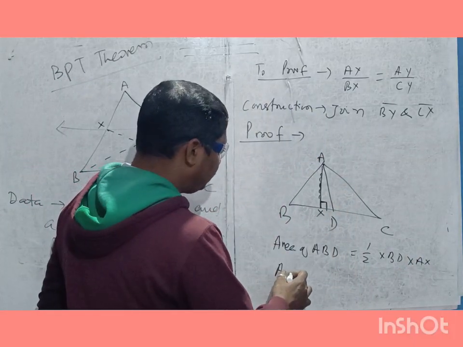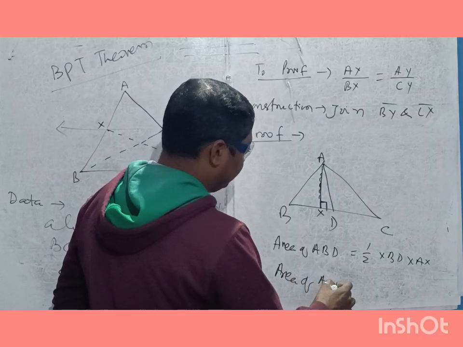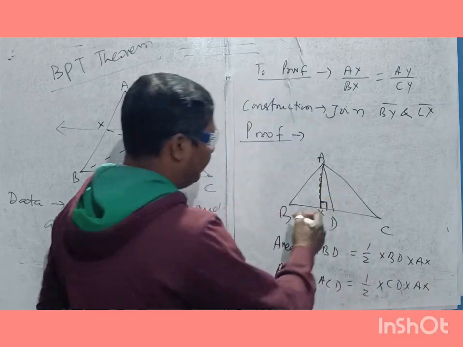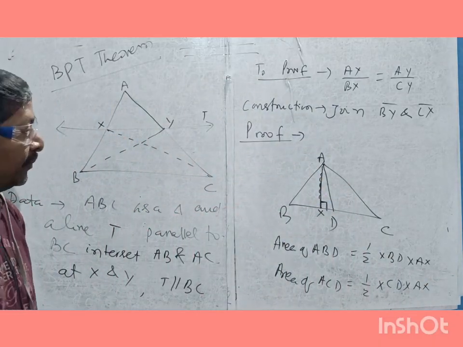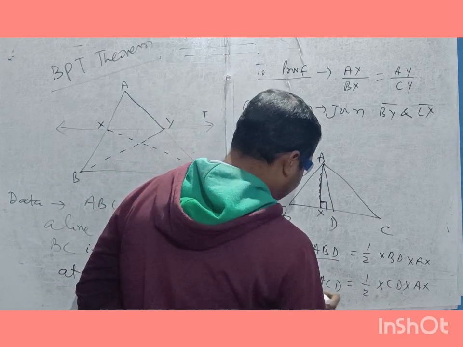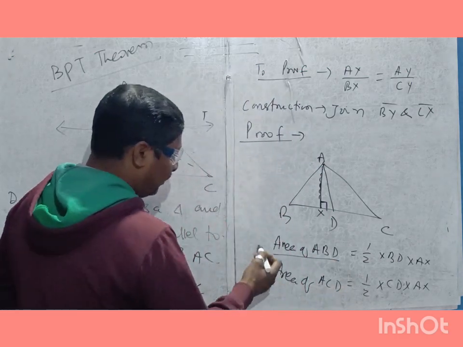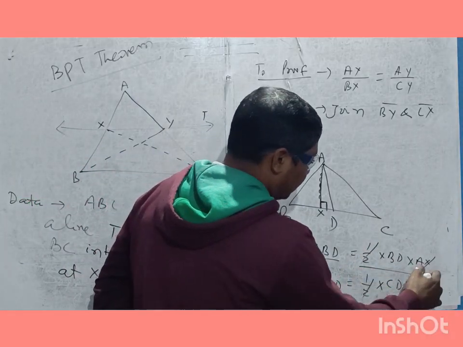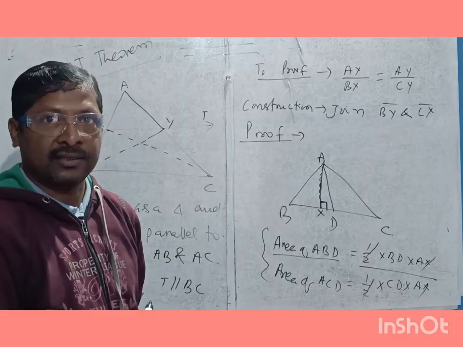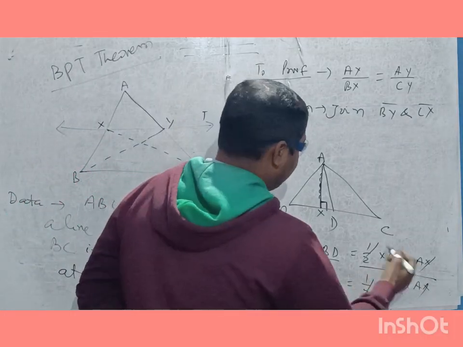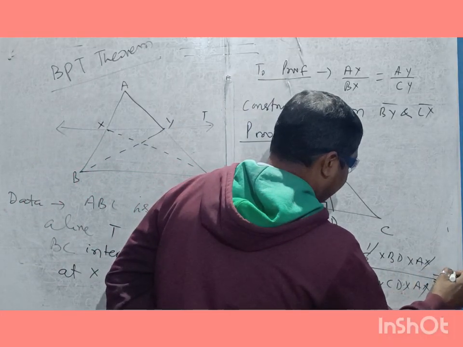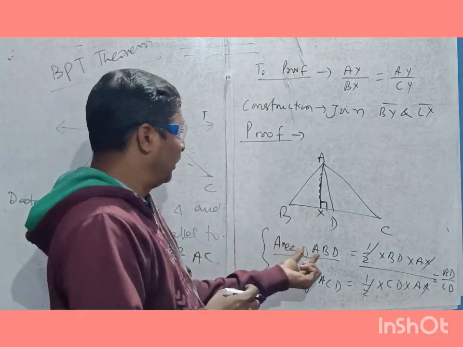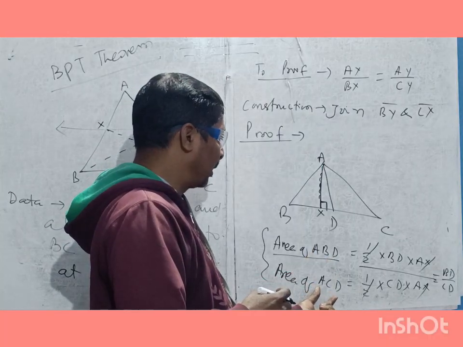Similarly, area of ACD will be how much? Half base CD into height, the same AX. So area of ABD divided by area of ACD will be what? If we divide, half AX cancels because the height is the same here. So BD by CD. It means base by base, the base of triangle ABD to triangle ACD.